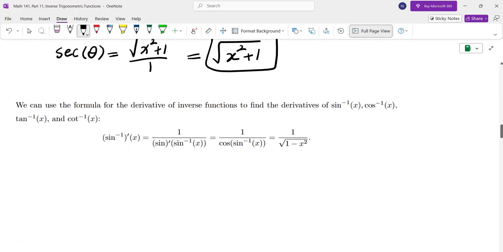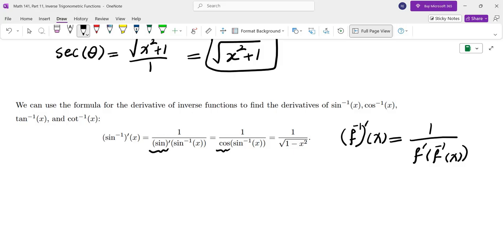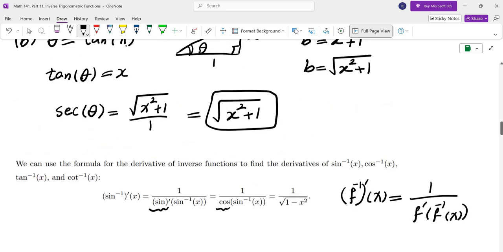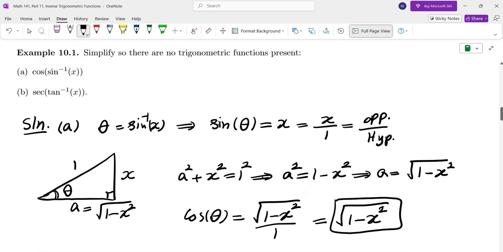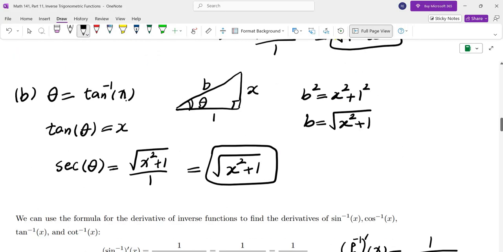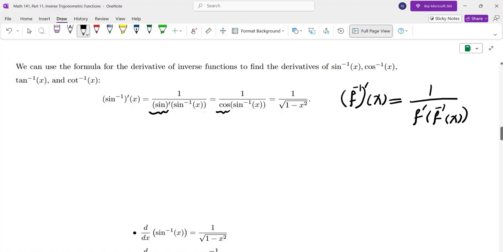Okay, so to find the derivative of sine inverse, cosine inverse, tan inverse, and cotangent inverse, we're going to use a formula that we learned before, which is f inverse prime at x is 1 over f prime of f inverse of x. So derivative of sine inverse is 1 over sine prime of sine inverse of x, which is 1 over, derivative of sine is cosine, so it's cosine of sine inverse of x. And we just evaluated cosine of sine inverse of x in the first part to be root 1 minus x squared. So we get 1 over root 1 minus x squared.